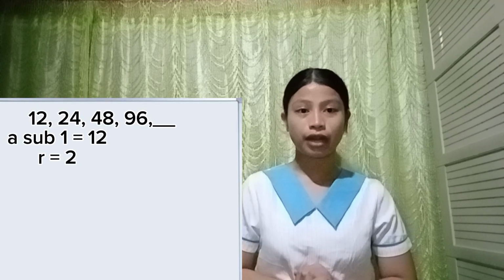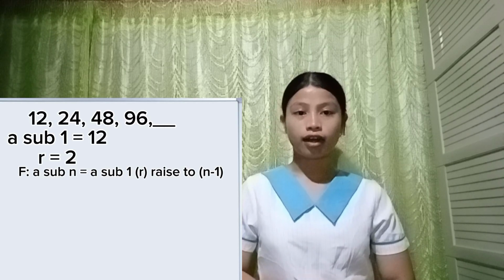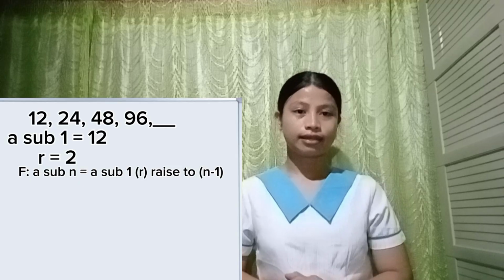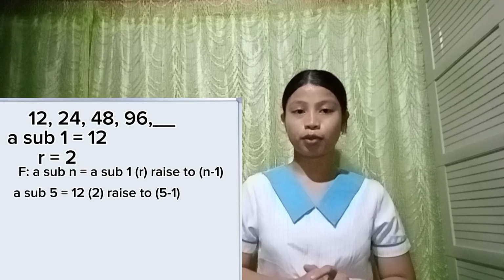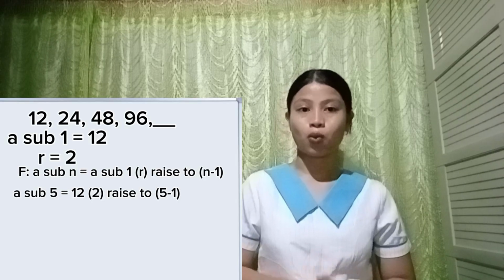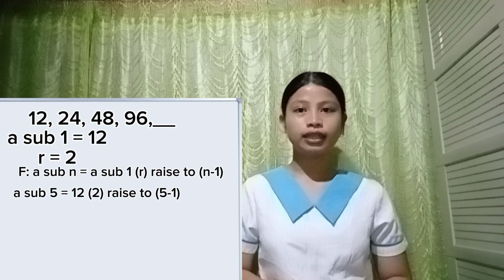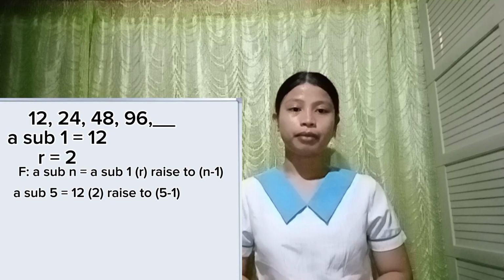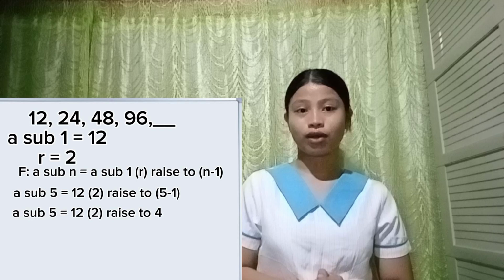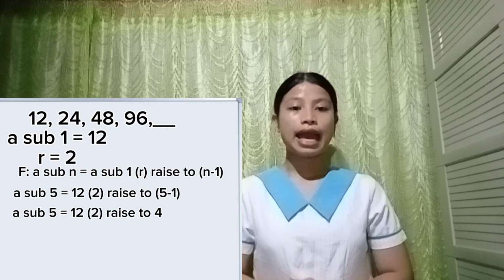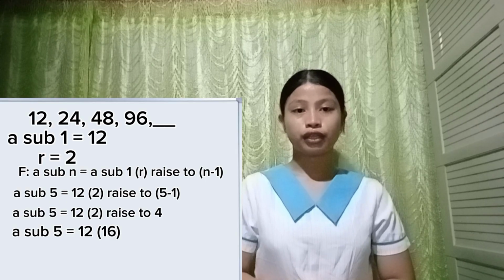Then let's proceed to find the fifth term of this given sequence. So let's have the formula, which is a sub n is equal to a sub 1 times r raised to n minus 1. So a sub 5 is equal to 12 times 2, the common ratio, raised to 5 minus 1. So first, let's subtract the exponent, because that is the rule of PEMDAS. A sub 5 is equal to 12 times 2 raised to 5 minus 1, which is 4.